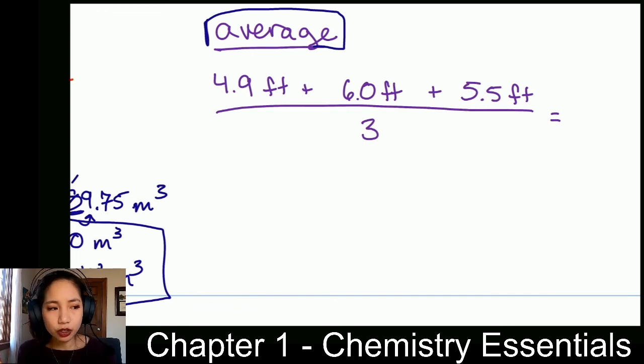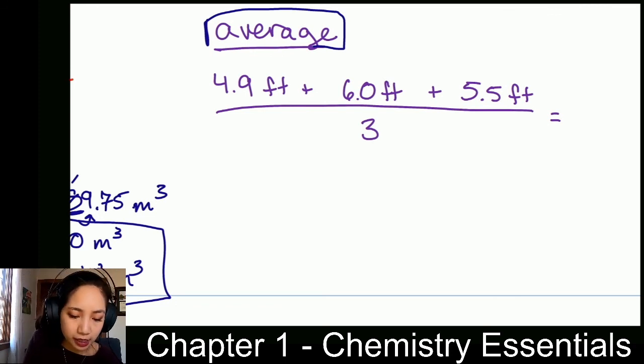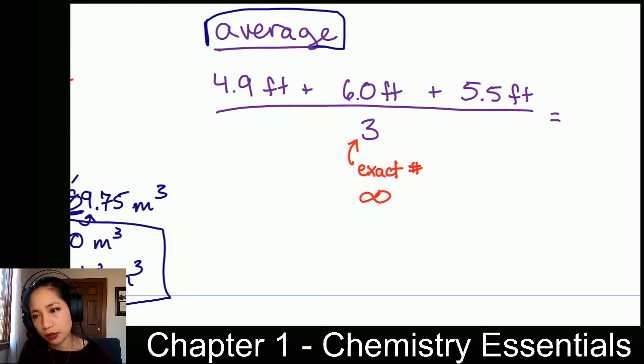But in this case, it's a little bit of a trick question because of the 3. Think about what that 3 means. The definition of an average is you divide by the number of measurements. So we're counting the number of measurements. Since we're taking the measurement of 3 people's heights, I counted that number. So in this average calculation, that is an exact number. So 3 actually has an infinite number of sig figs.